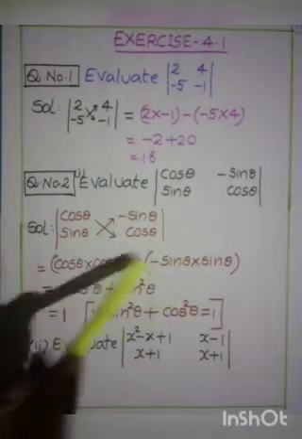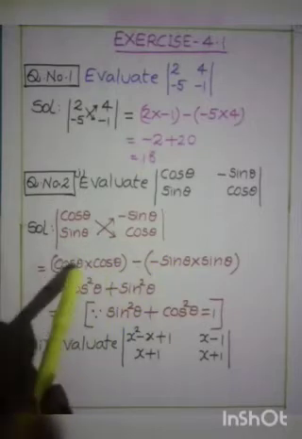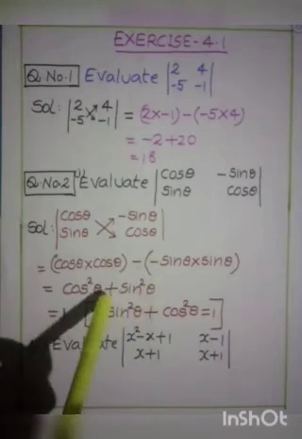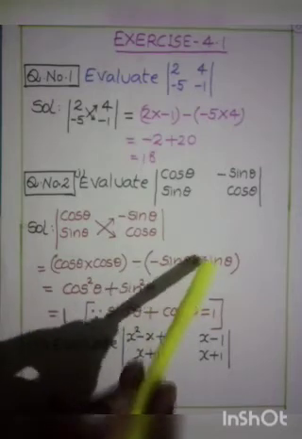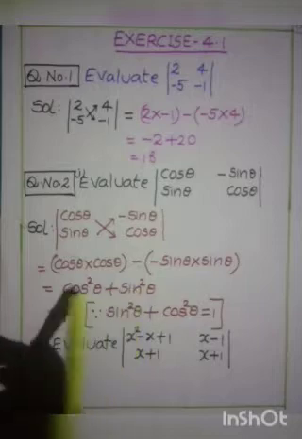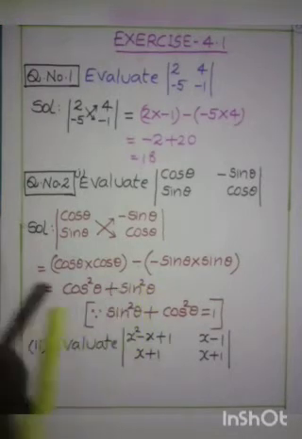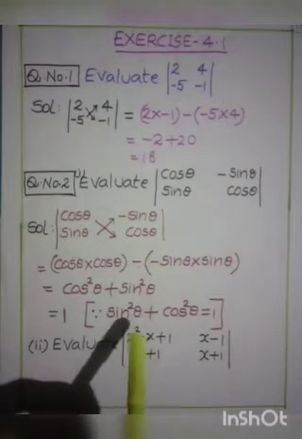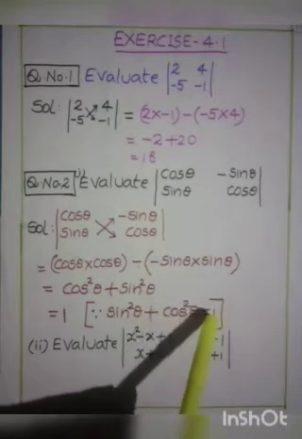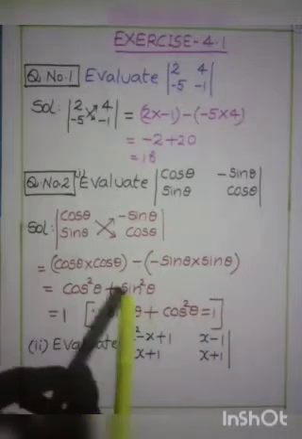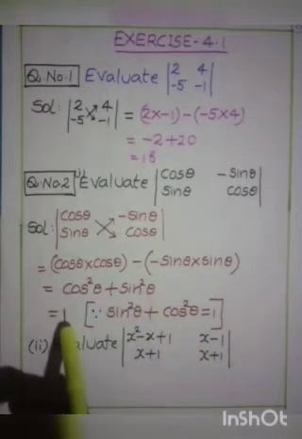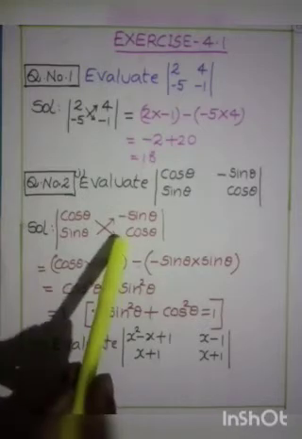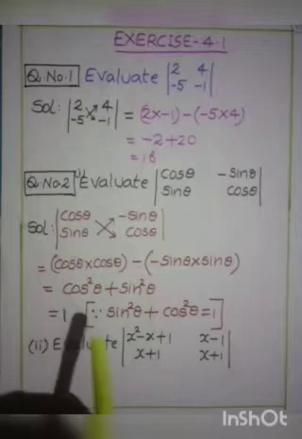Now we simplify these two terms. What do you get in the first term? Cos theta into cos theta, cos square theta. Minus of minus we get plus sin theta into sin theta. What will you get? Sin square theta. Understood this step, my dear children? Right. Now, you know in trigonometry there is an identity: sin square theta plus cos square theta is equal to 1. So instead of cos square theta plus sin square theta, we can write 1. So this number is the determinant of the given matrix. Okay, my dear children, understood?